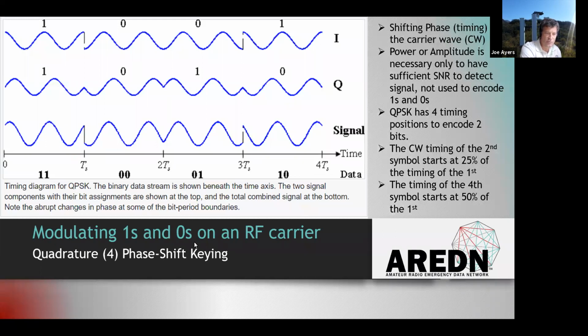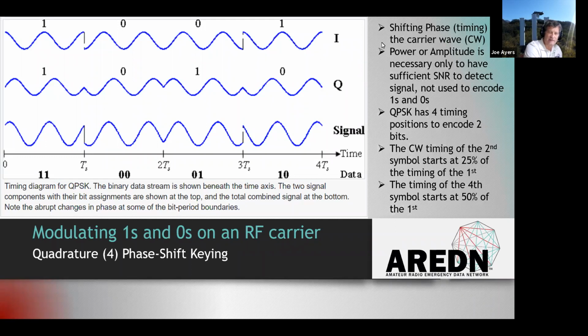Now note, with quadrature phase shift keying, we're just changing the timing of the signal to communicate ones and zeros, 4 discrete positions of the signal. We're not modifying the amplitude. We just need enough power to have a significant signal to noise ratio to be able to receive and detect it. With quadrature, there are 4 timing symbols, as I talked about already.